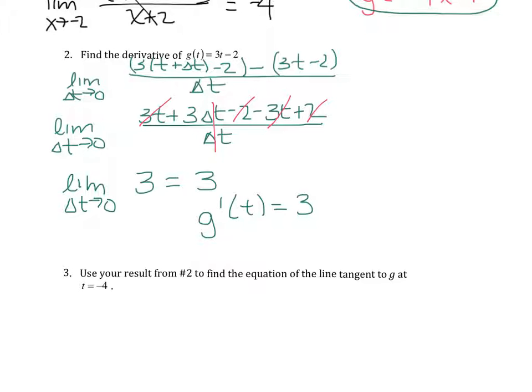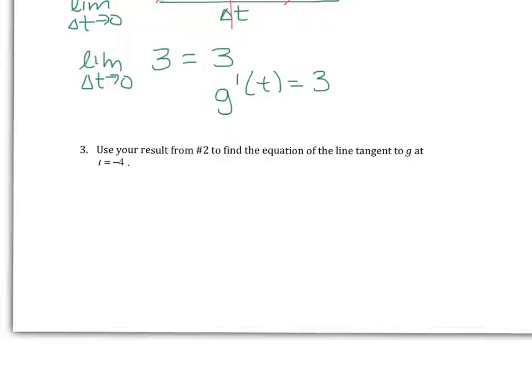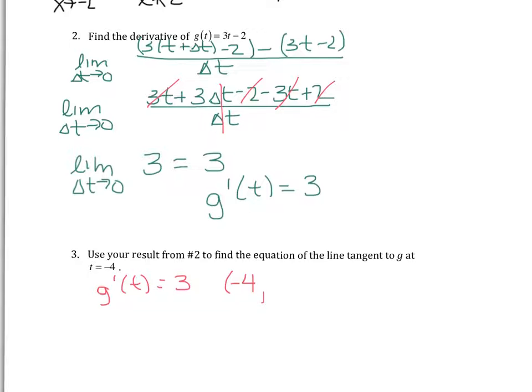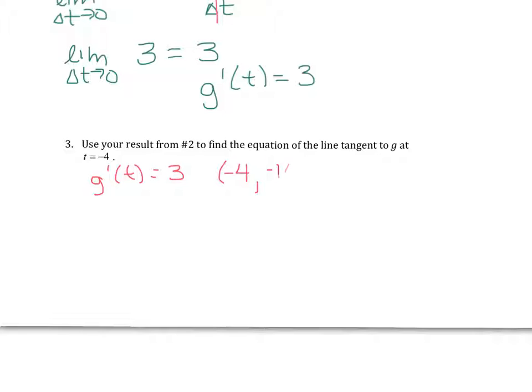Now we are going to use that result to find the equation of the line tangent to g at t equals negative 4. We know that g prime of t is 3. I know that t is negative 4, so if I plug that in, I'd get the point negative 4, 12 minus 2, negative 14. I got that just by plugging negative 4 into my equation.